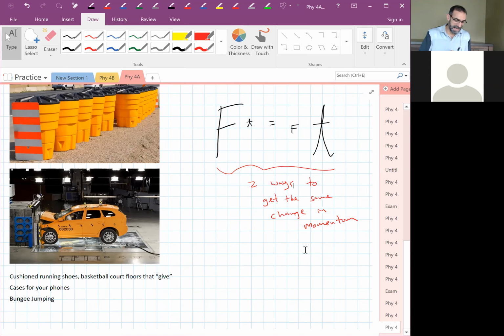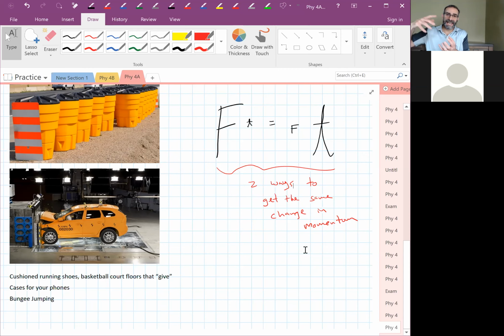And then my last example here, bungee jumping. You jump off that bridge, your body has a lot of momentum. At some point, you have a lot of momentum. And at some later point, you're going to have zero momentum, right? One way or another, you're going to end up with zero momentum.